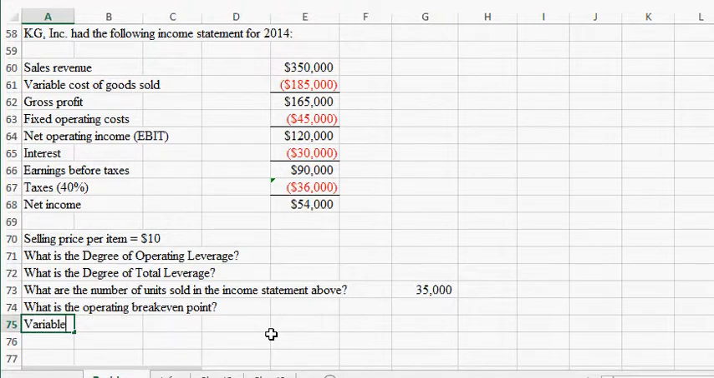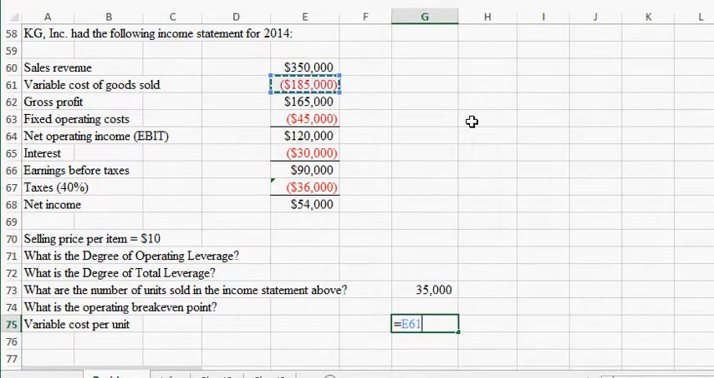So our variable cost per unit is, we have a total of $185,000 in cost divided by the 35,000 units that we sold. And I'm going to go ahead and put a negative sign in front of the 185,000 so that we get a positive answer. So the variable costs are $5 per unit, actually $5.29.